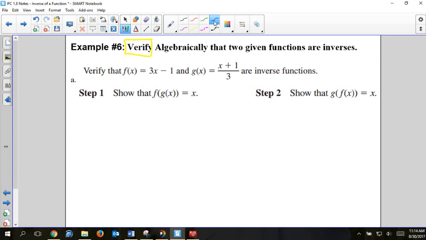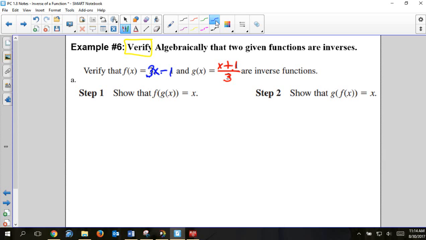So what I'm going to do is show you the steps. You have 2 steps that you have to do to prove it. And I'll try to color code it so you can follow along. This one I'll make blue, 3x minus 1. And this one I'll make red, x plus 1 over 3. Step 1, you have to show that f of g of x is equal to x.